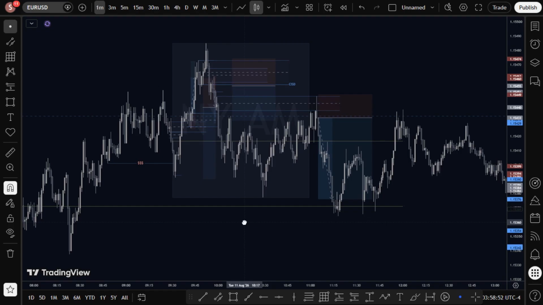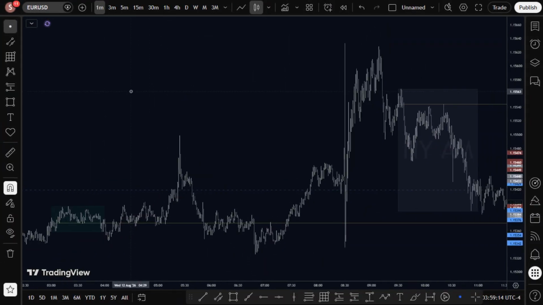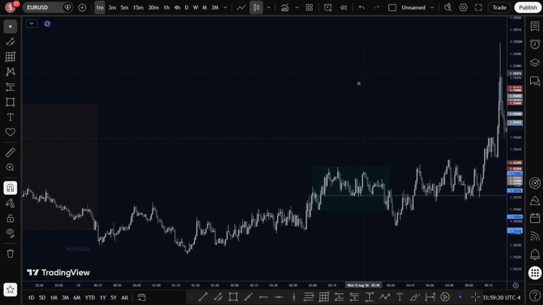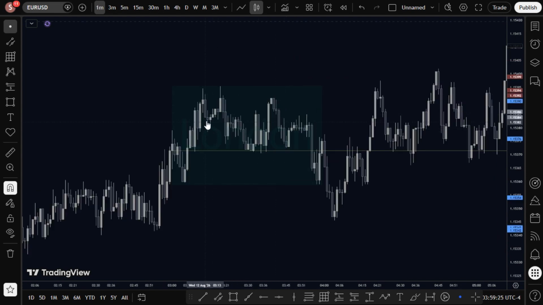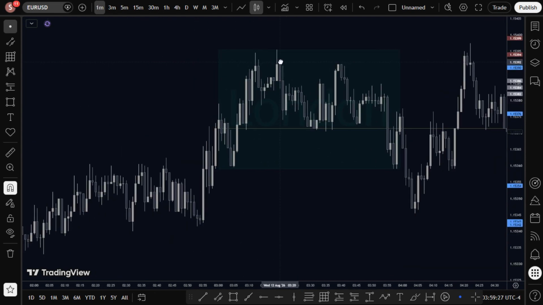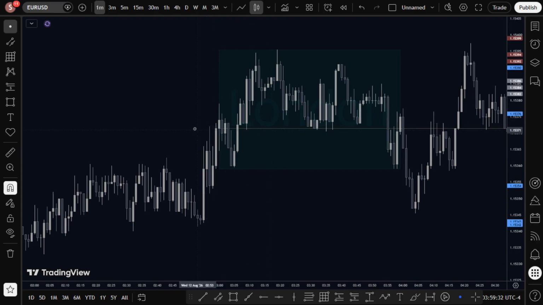Now, let's look at example number 3. Okay, guys, so this is another example. On this day, you can see, let me zoom it. Price was clearly above our line here. I will not take this because there was no liquidity sweep. Although there was a swing formation, I will not take this.